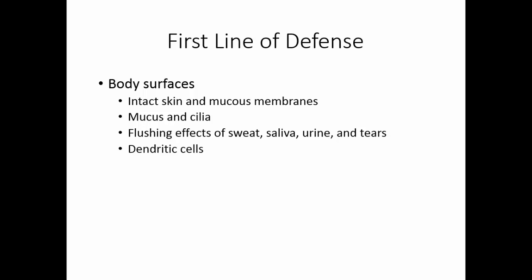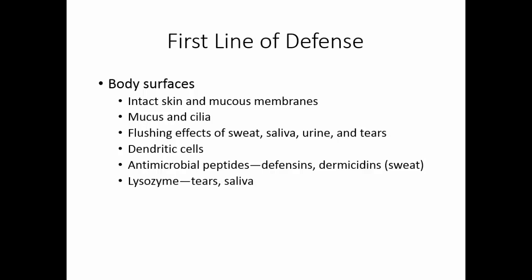Underneath our skin and mucous membranes are a host of phagocytic cells. These are called the dendritic cells. They're there should anything just wiggle through a cell somewhere. Defensins and dermacidins are found in some of our body fluids. Defensins can be found in mucus, saliva, and some of the secretions on our skin. Dermacidins are found in sweat. Lysozyme is found in tears and saliva. This is particularly good against defending against gram-positive bacteria.